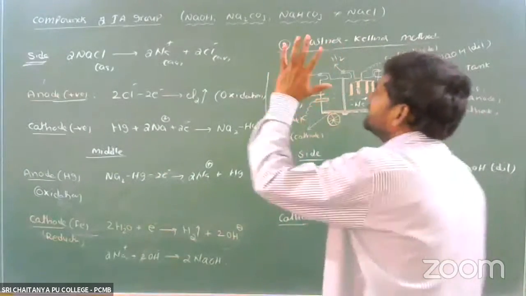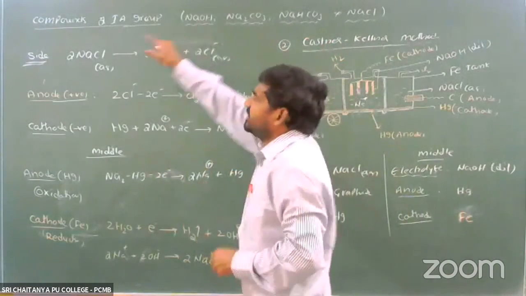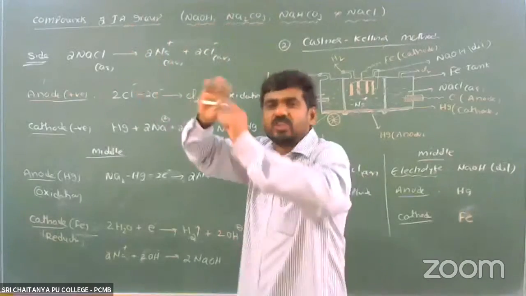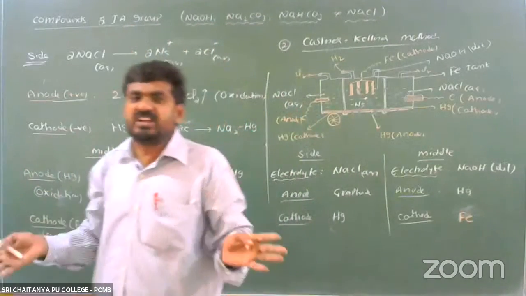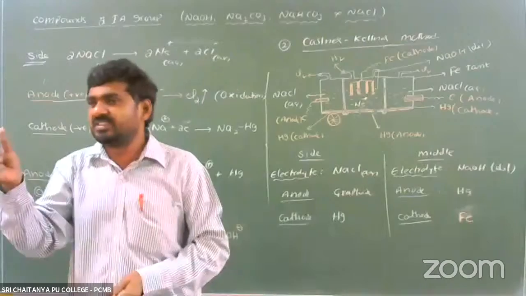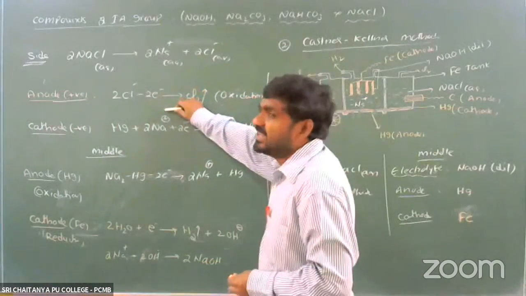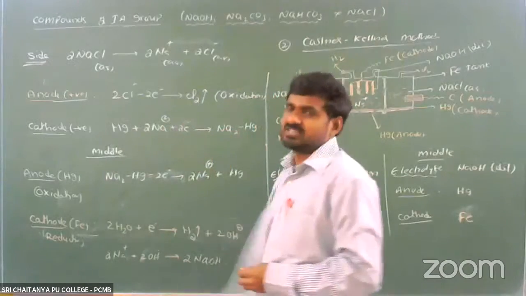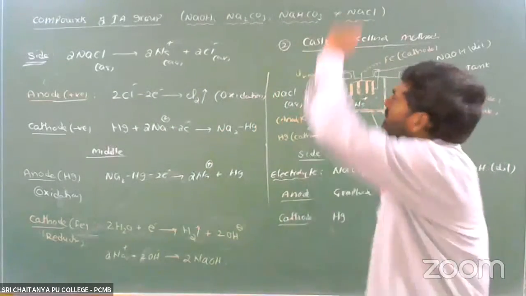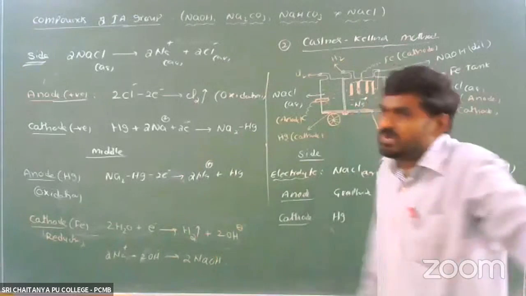Commercially, sodium hydroxide is prepared by electrolysis of sodium chloride. Electrolysis takes place by 2 methods. The first one is the Nelson cell method, which is the most useful method. The next one is the Kastner-Kellner method. These are the methods of preparation of sodium hydroxide.